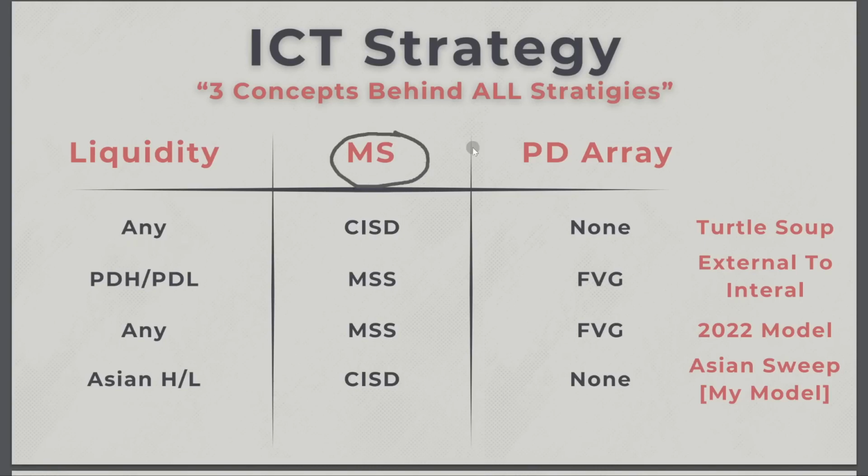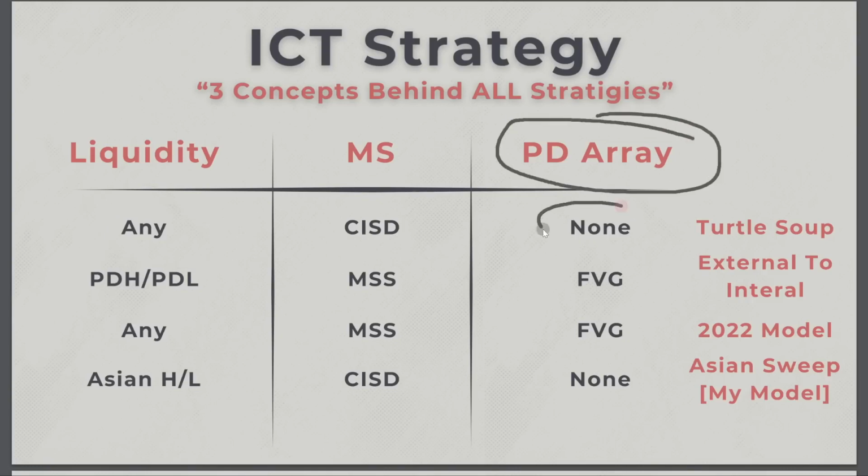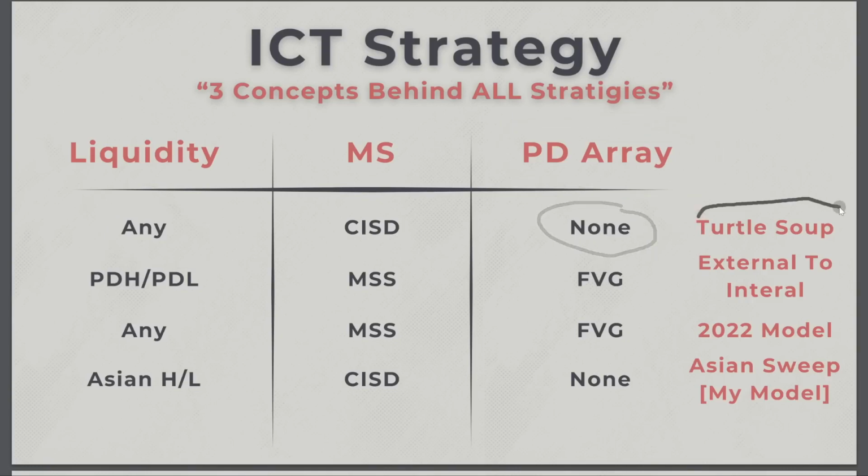And for the market structure shift, in order to enter based on the turtle soup, what do we need to enter? So some people just enter based on luck. The actual entry is actually a change of state delivery. So we're going to wait for a change of state delivery after taking that specific liquidity level. And then we enter without the need of any PD array. So none, no PD array needed. That's a turtle soup entry.